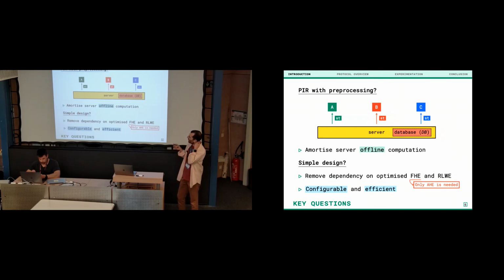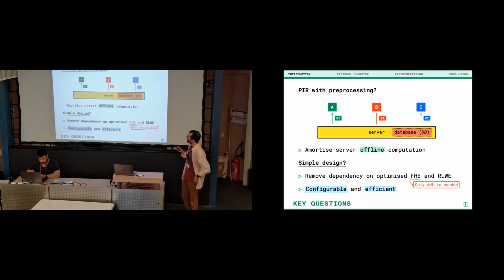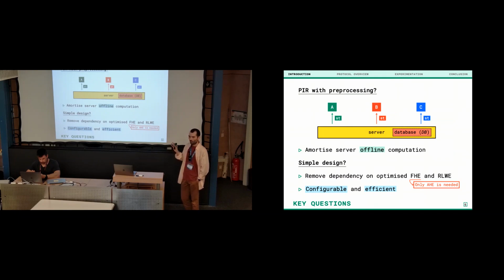So what we wanted was a PIR with pre-processing scheme, where the server can do something expensive, but by itself, client-independently, and then the clients can just download that, so that there's no interaction between each client and the server in this offline phase. Then you amortize away the server's offline computation across all of the clients that access this scheme.